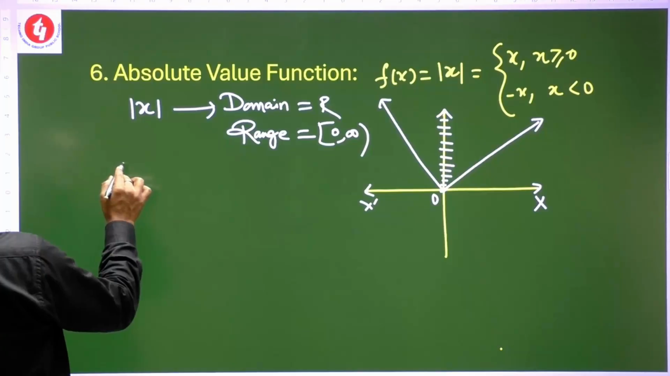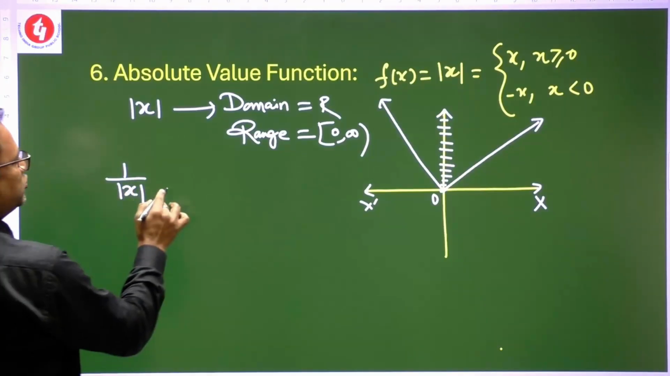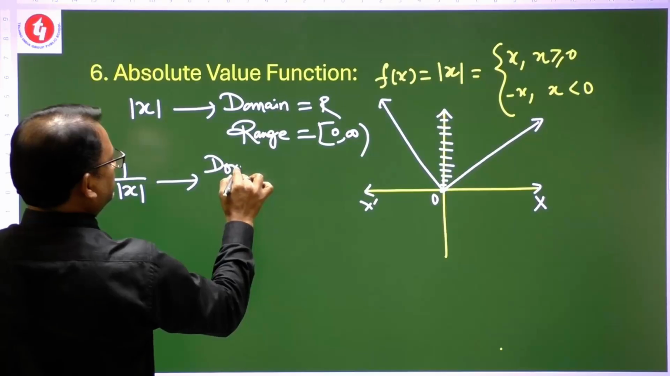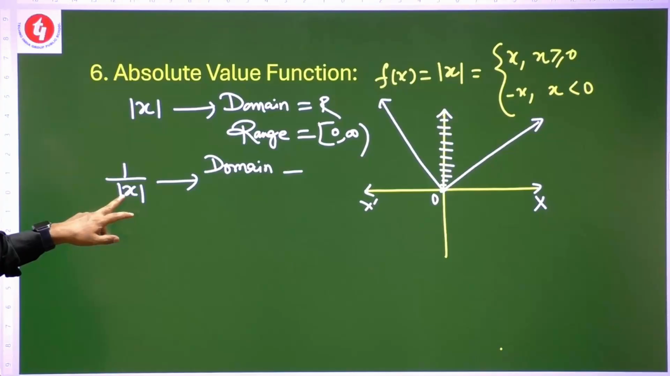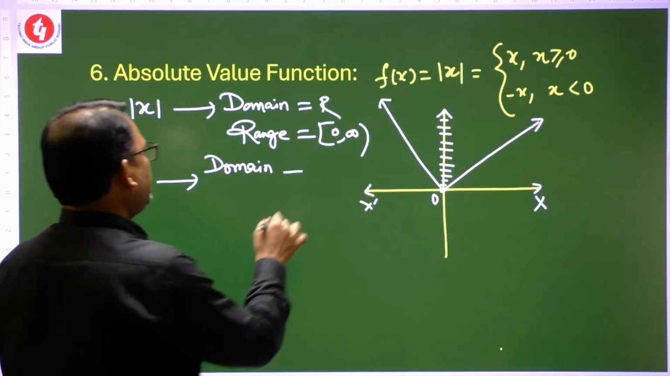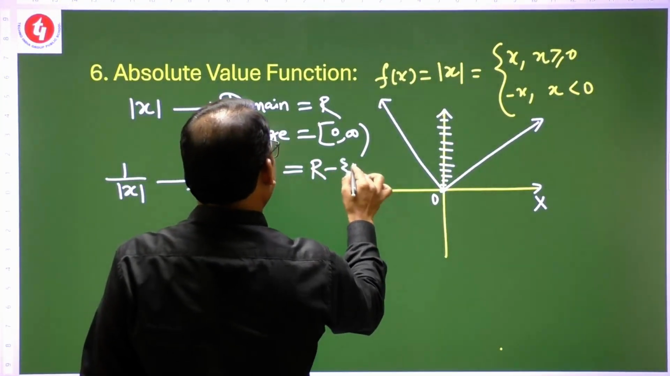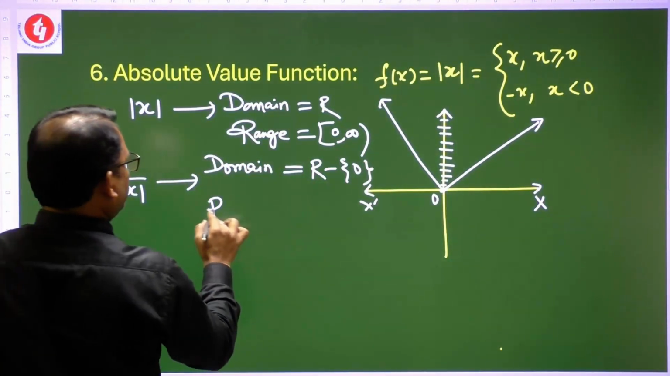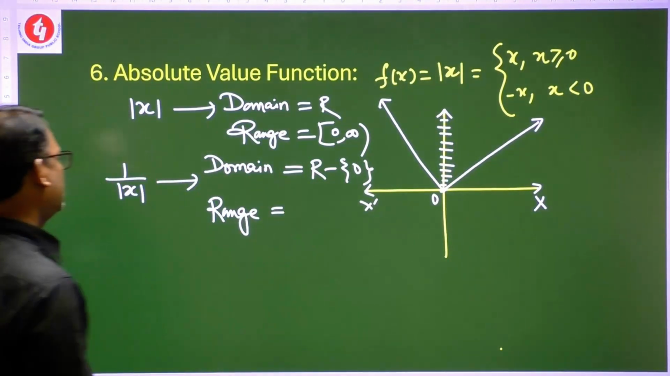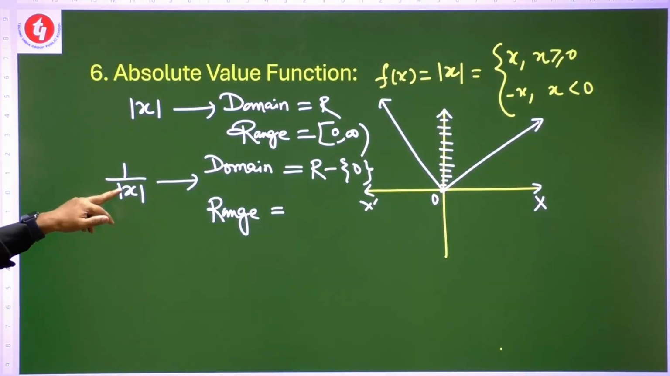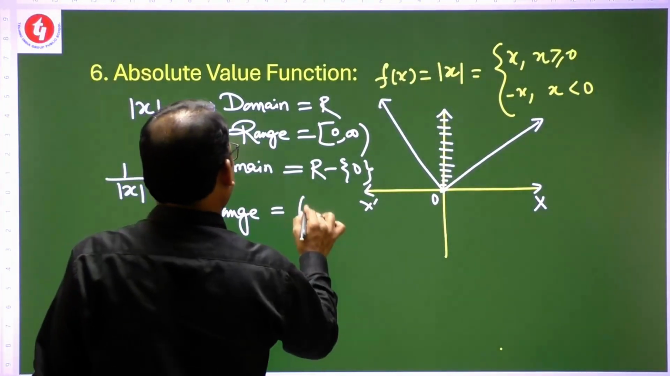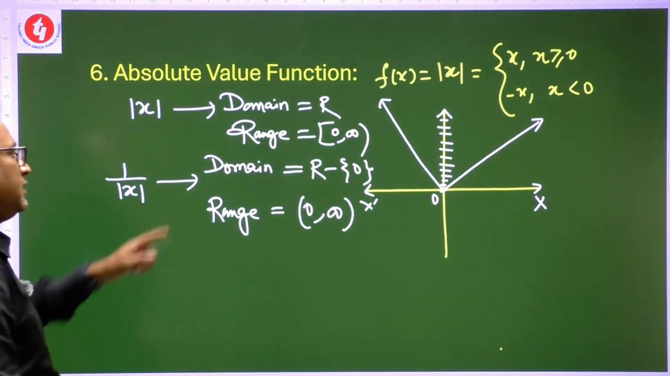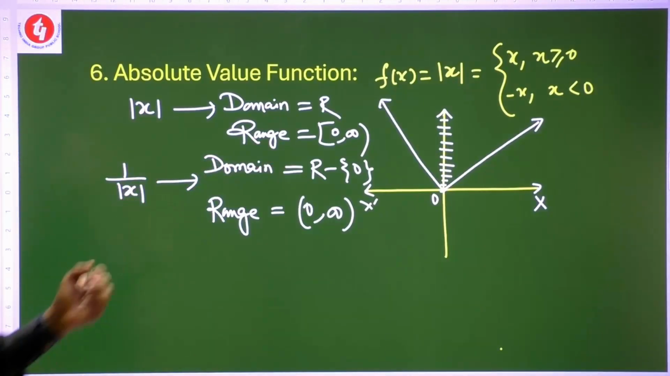Now if I am going to calculate 1 by mod of x, what is its domain? For this function, if you put 0, it will be 1 by 0, that is infinity. So any real number you can take, except 0. Now what is the range of this function? Whatever you insert, you will get a positive quantity, but this quantity can never become 0. So the range is 0 to infinity, open bracket here, close bracket there. The absolute value function can take the 0 value, but here it can't take 0. If you put 1 by 0, it will become infinity.